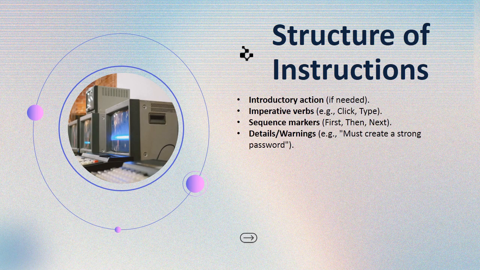The use of sequence markers like first, then, next, after that, finally, and other sequence markers like, for example, first, second, third, and so on. You can use them to show the order of instructions so the user won't be confused about which step comes first, which step comes next, and so on. The use of warning details as well helps the reader to apply these instructions correctly.